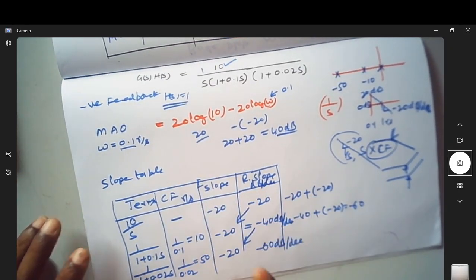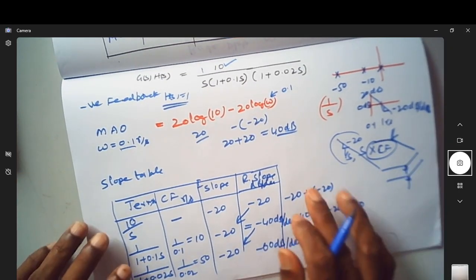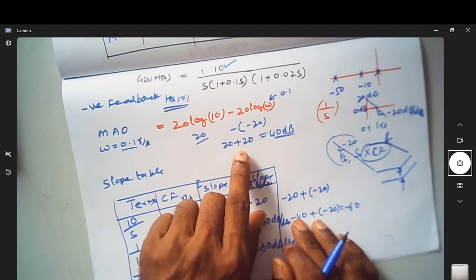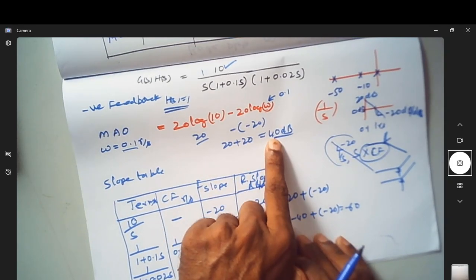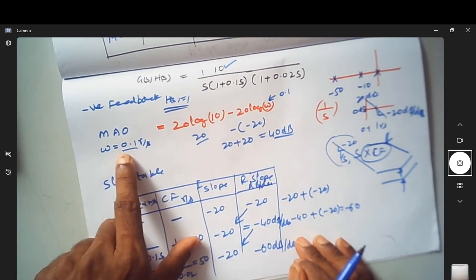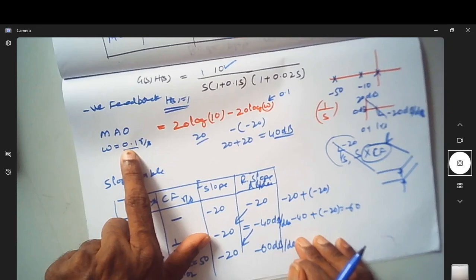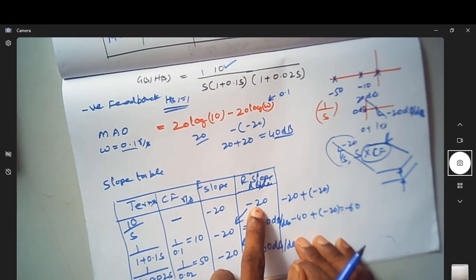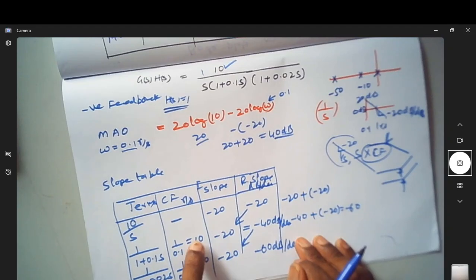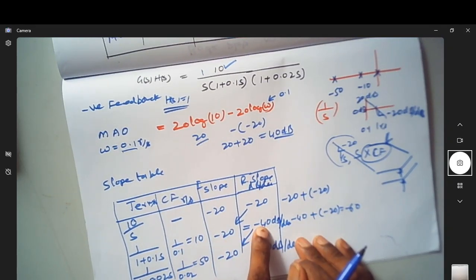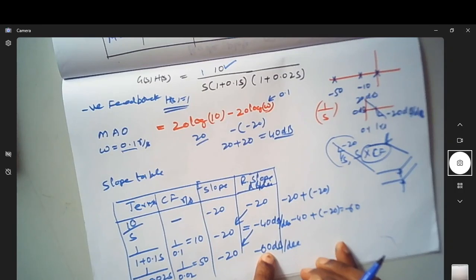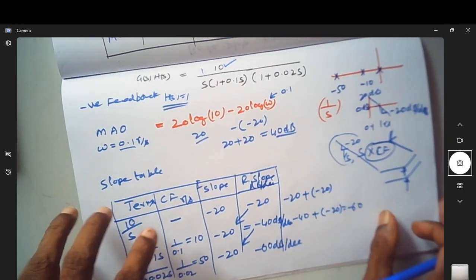So what this entire thing says now is that the resultant magnitude plot will have an initial magnitude of 40 dB at omega equal to 0.1 radian per second. Initially itself it will have a slope of minus 20 dB per decade till 10 radian per second. At 10 the slope changes to minus 40. At 50 it again changes to minus 60 dB per decade.